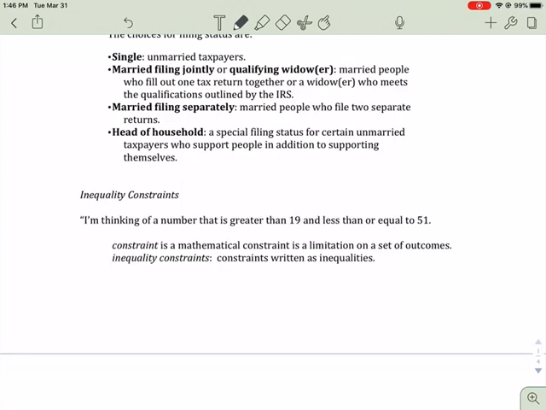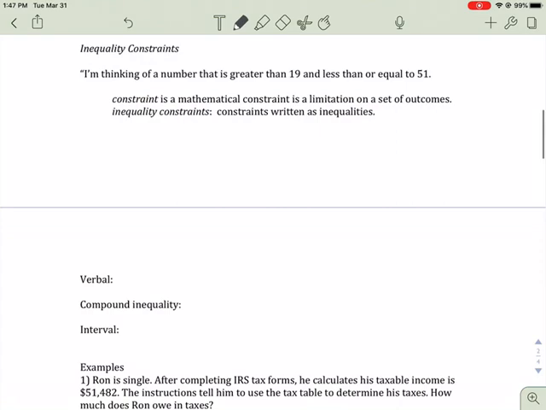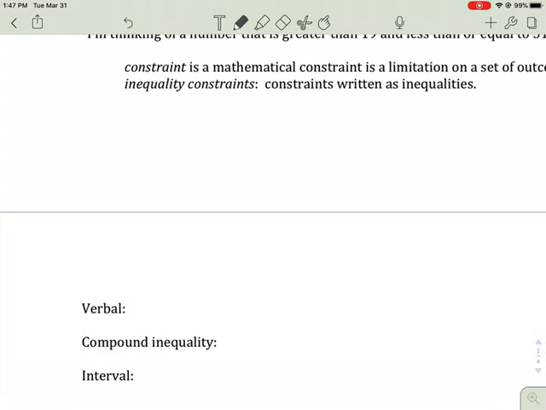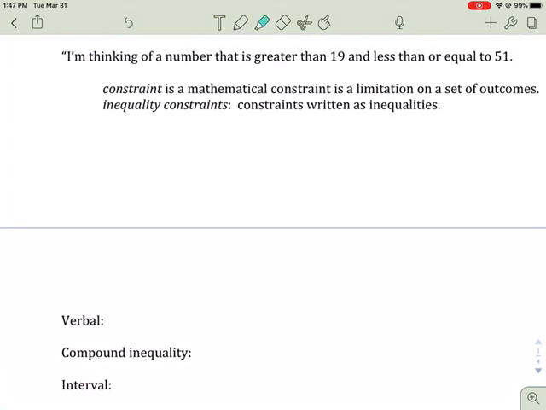We refer to them as constraints. We usually don't refer to them with that wording, but it's a mathematical constraint, a limitation on the set of outcomes. Like I have to be between this number and this number, that's a constraint. So we write it as an inequality, called an inequality constraint. We can write it three different ways. We can write it verbally, which is basically this: a number that is greater than 19 and less than or equal to 51.